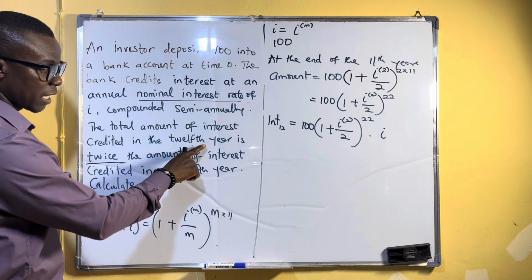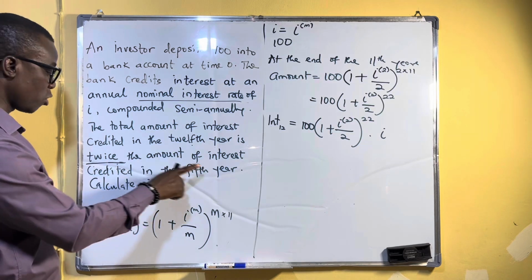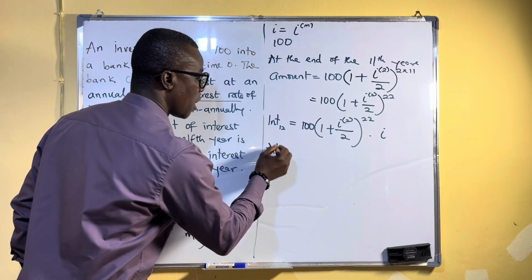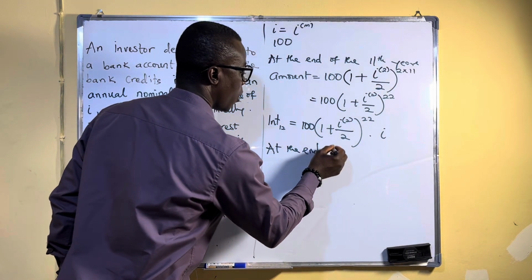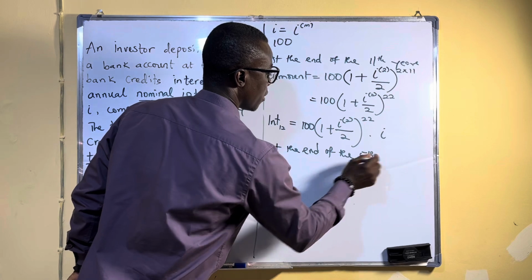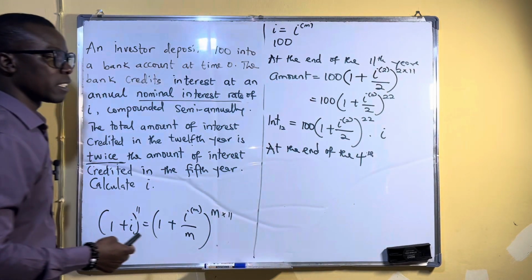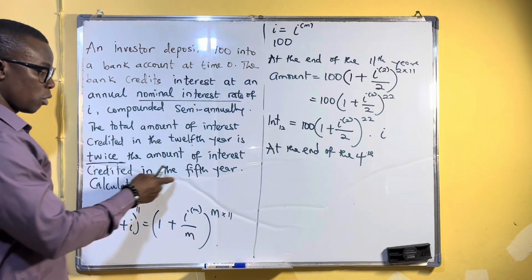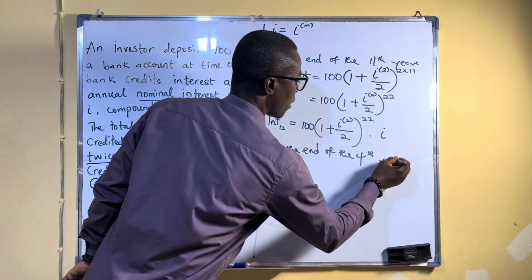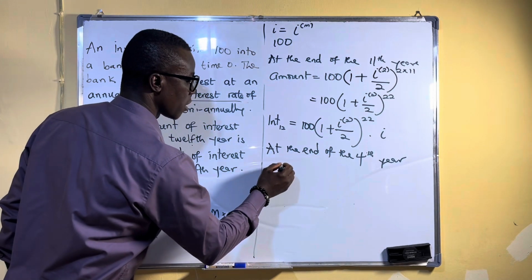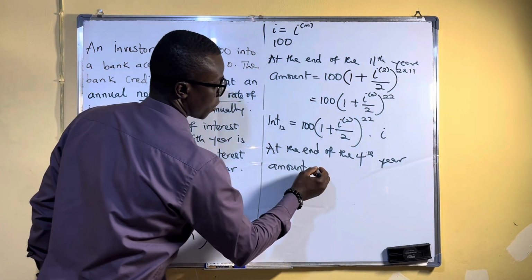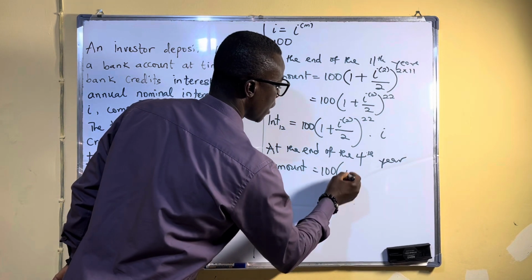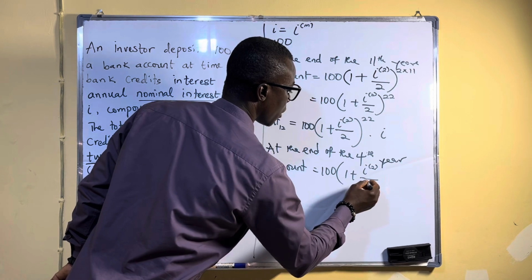the amount of interest credited in the 12th year is twice the amount of interest credited in the 5th year. Don't forget the word twice. So I have to find that. At the end of the 4th year, the amount becomes the principal for the 5th year. So at the end of the 4th year, I'm going to have 100 into 1 plus i^(2) over 2.